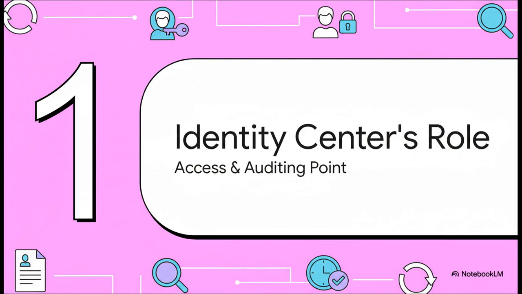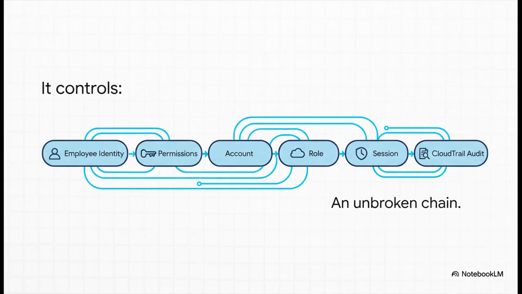The real power of Identity Center is that it controls the entire access lifecycle. We're talking from the moment a user is identified all the way to the final audit trail of everything they did. This flow right here is the critical piece to understand. Identity Center creates this clear, unbroken chain. It makes sure that every single action taken in AWS is traceable all the way back to a specific, real human being, giving you one central place for control and for auditing.